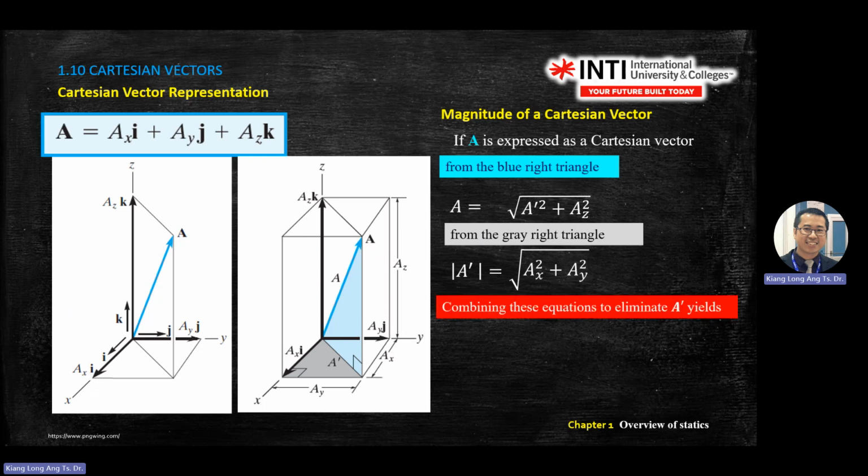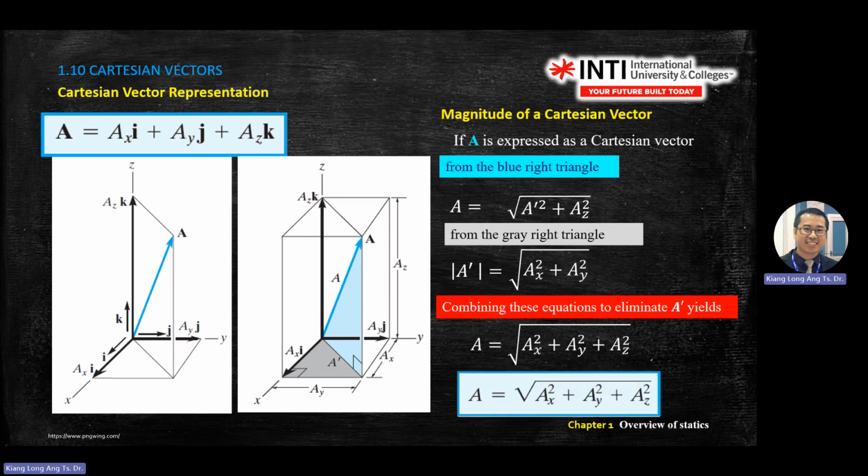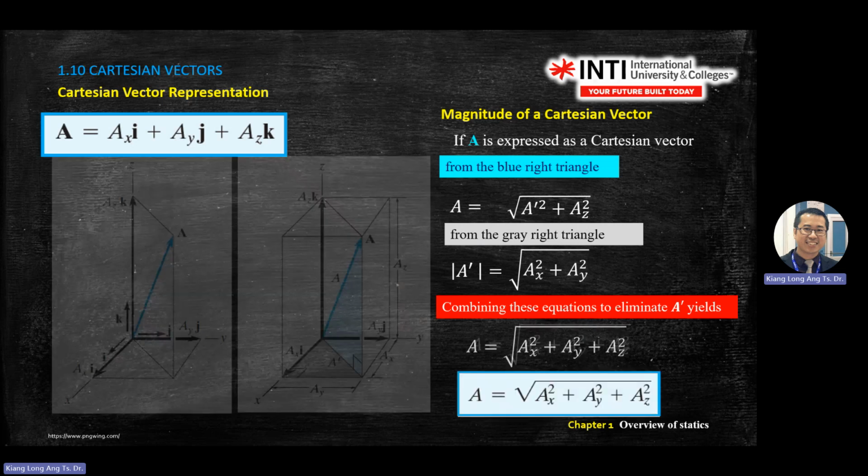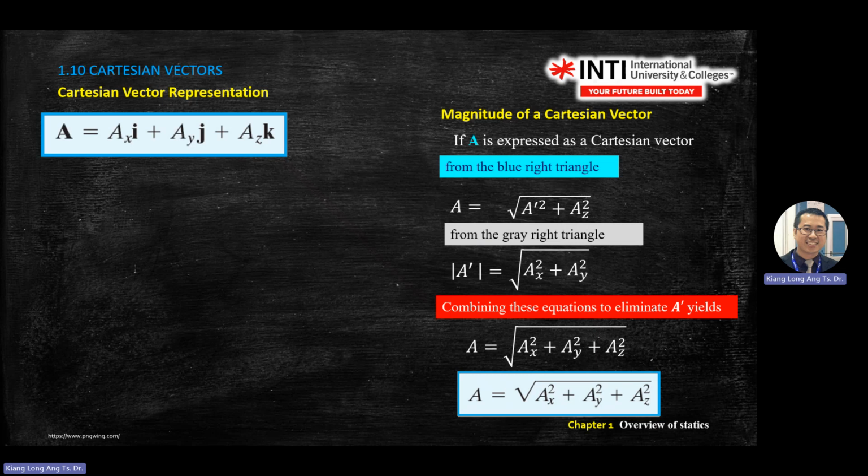Then you eliminate the A prime, substitute inside there. You get A square plus Y square plus Z square, square root. This is how you find magnitude for three-dimensional question. Just remember, you square the I, square the J, square the K component, square root. It's fun, just a reminder. Careless mistake will be here, your angle.